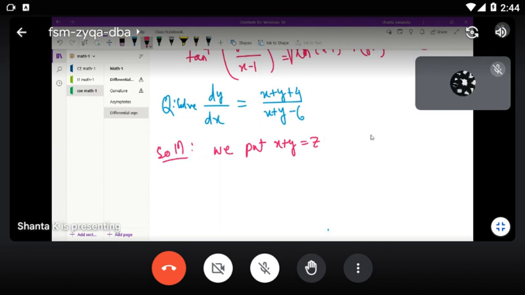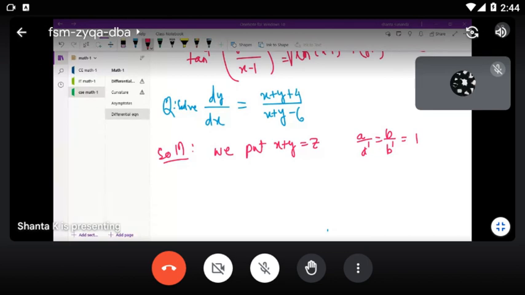Okay, so now you can proceed. As a by a dash equals b by b dash, it's coming 1. Solve it.